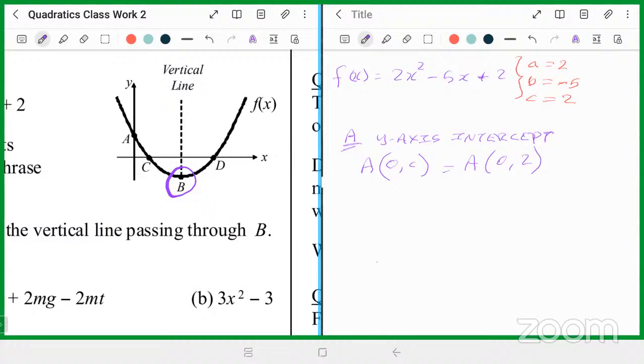Mathematics is the most exact science. And so if we can give the full details of this point, we do that. We are not going to just say it's a turning point. Because we know it's a minimum one, we should go and say it's a minimum turning point. So the point B is a minimum turning point.